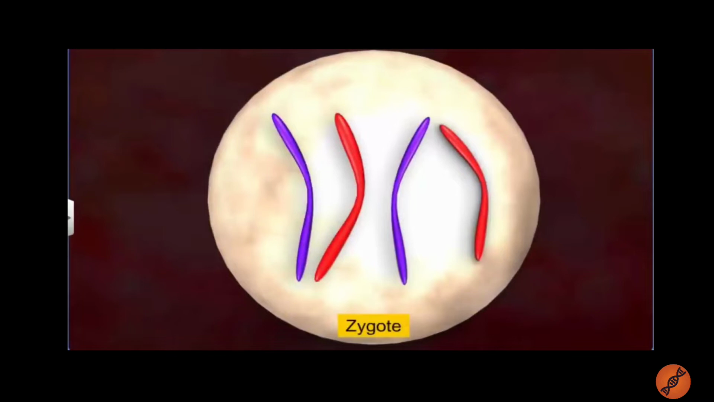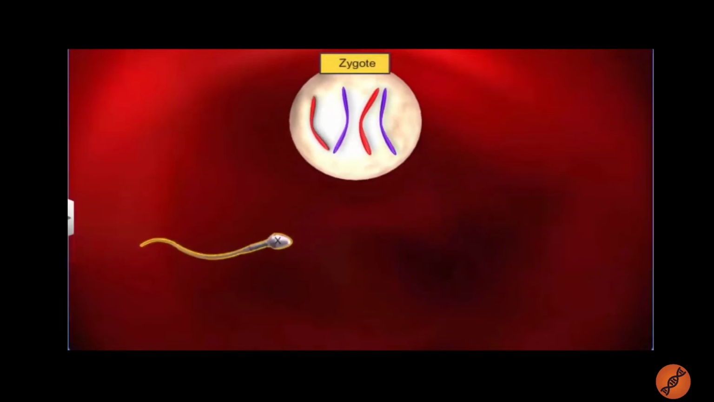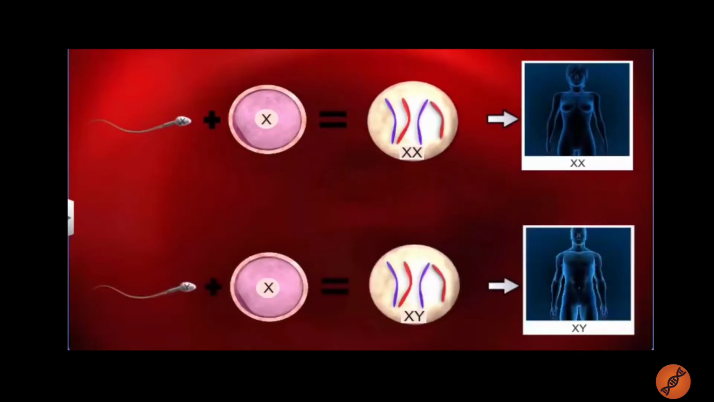While the second polar body degenerates, the oocyte and haploid nucleus of the sperm fuse together to form a diploid zygote. Did you know that the sex of the zygote is decided at the time of fertilization? If the ovum is fertilized by a sperm containing the X chromosome, the resulting zygote contains XX chromosomes and would develop into a female. However, if the sperm containing the Y chromosome fertilizes the ovum, the resultant XY zygote develops into a male. Thus, it is the sperm that decides the sex of the fetus.